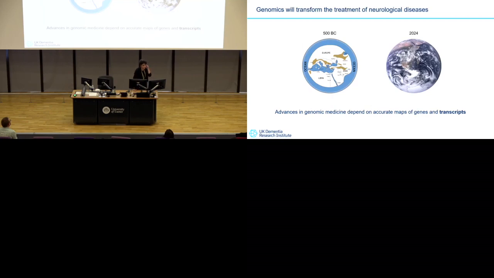So just to end on the point that, again, I think genomics has a massive capacity to transform the treatment of many diseases, including neurological diseases, but we actually need to have accurate maps to be able to do that, and that's all types of functional genomic mapping.